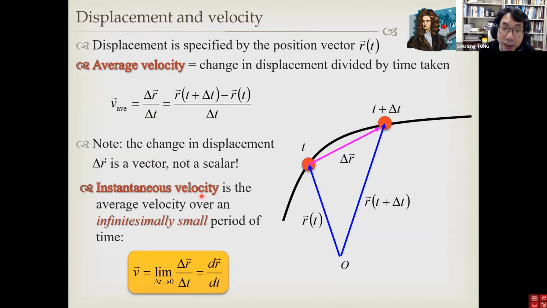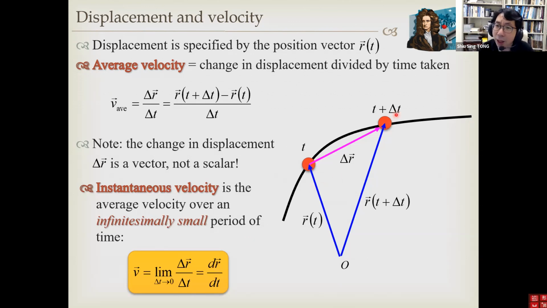What we call the instantaneous velocity is the average velocity over a very, very small time interval. In mathematics, we call it an infinitesimal time interval. Infinitesimal means very, very small. It tends to 0. And that is the instantaneous velocity, v. We just take the limit of this, and we denote it by dr/dt. r is now not a scalar, but a vector. So that is what makes higher dimensional motion different. We have a vector direction now.